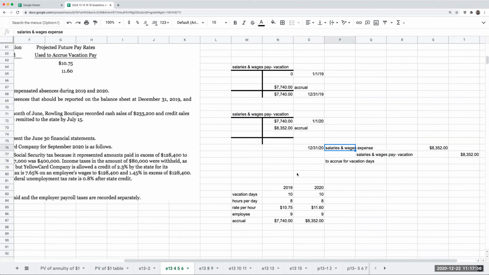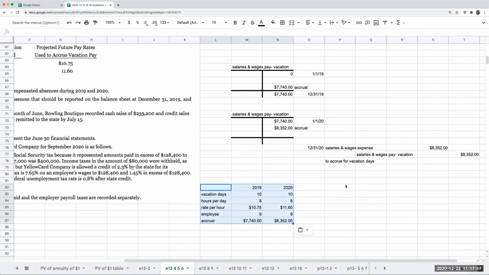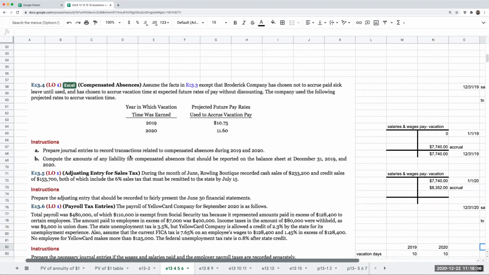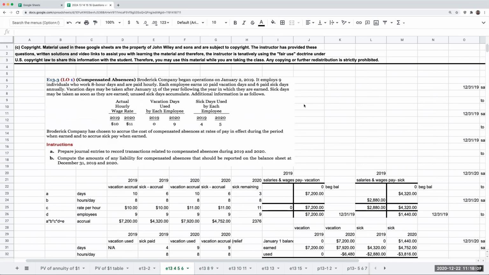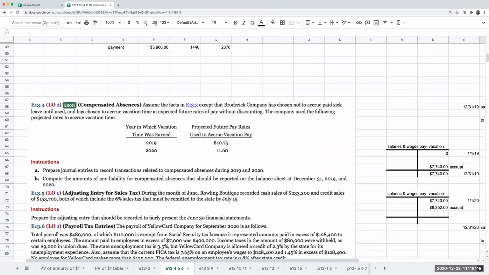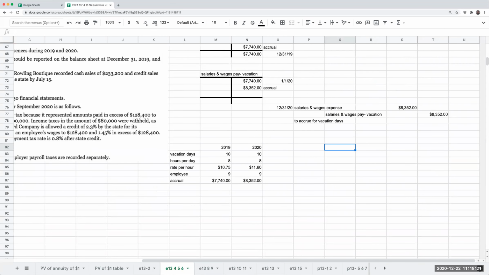Now, the only thing that's really going to be changing here is that I actually used the vacation days. In terms of the vacation days, I'm paying at the current rates. So the amount of cash that I'm paying, and just remember that the employees used 9 vacation days during 2020, is going to be 9 days times 8 hours times 9 employees. The actual rate of pay is 11.